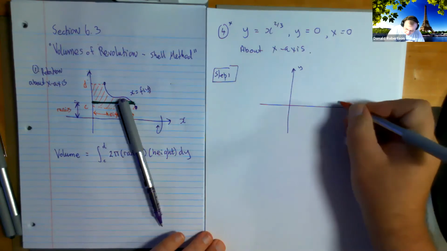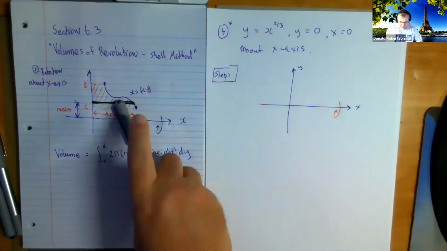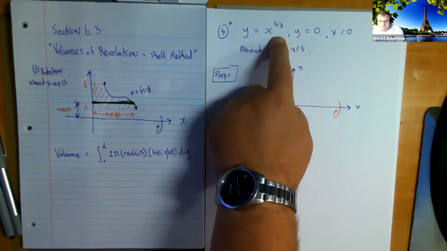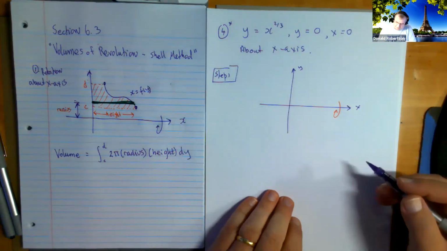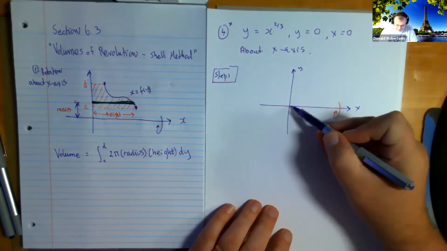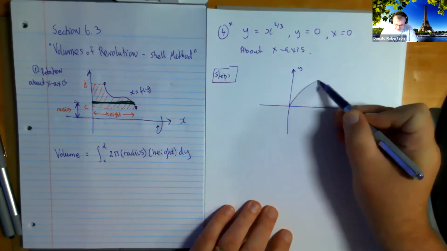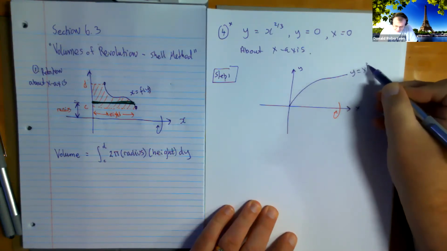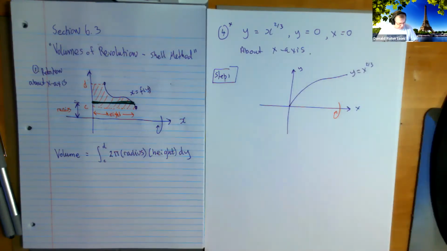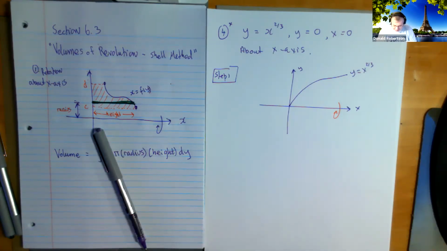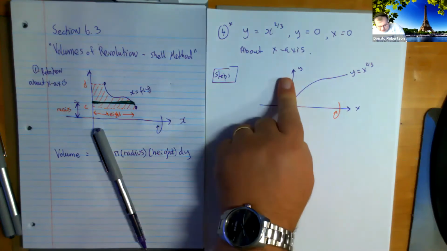Now I know the shape's going to be rotated about the x-axis. I need to sketch this guy. At 0, it looks like this, so it's a pretty boring curve. Y equals 0 and x equals 0 are basically this x.